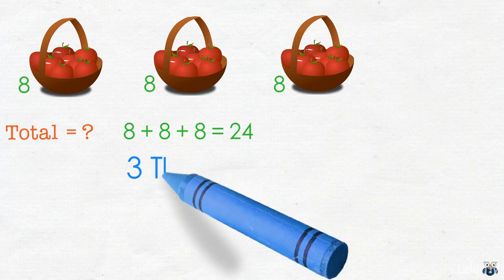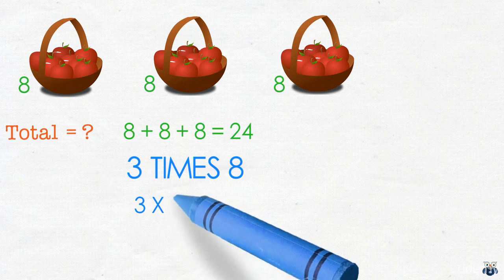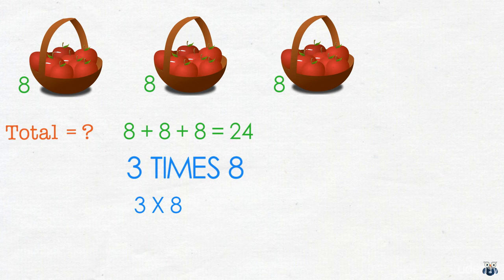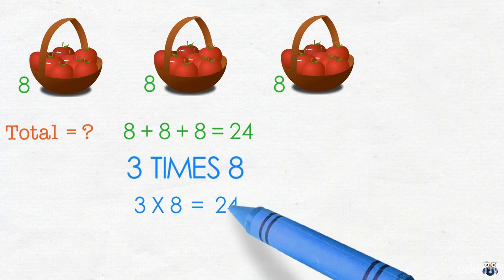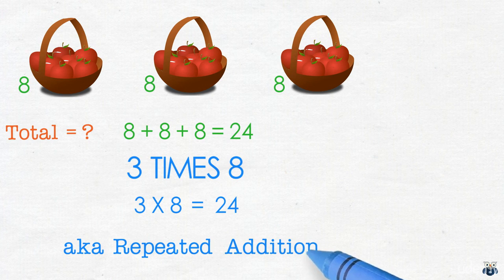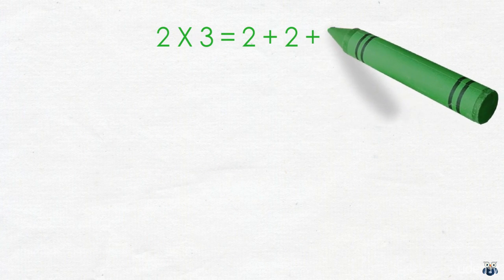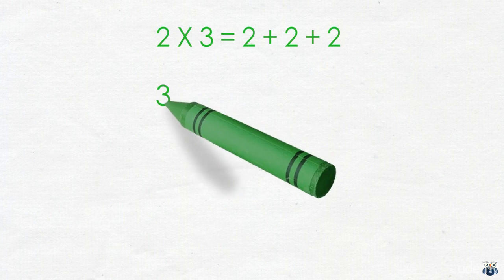But with multiplication we can write this as 3 times 8 or 3 multiplied by 8. And if you know your times tables, the answer is obvious, 24. Multiplication is simply a rapid way of adding the same number over and over, which is why it is also known as repeated addition. So 2 into 3 simply means adding 2 3 times.